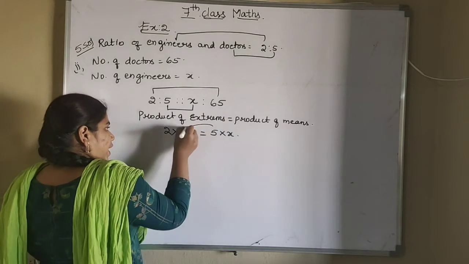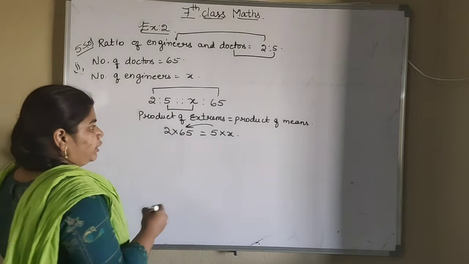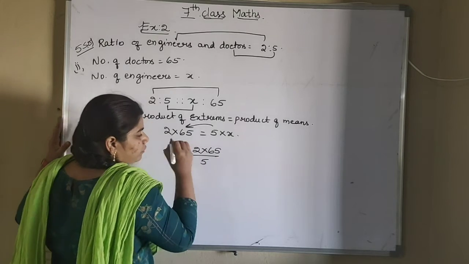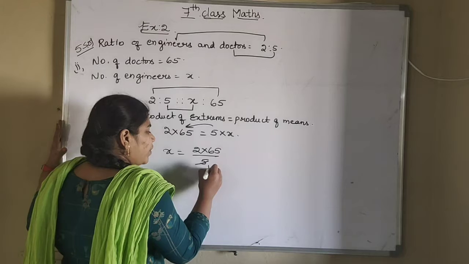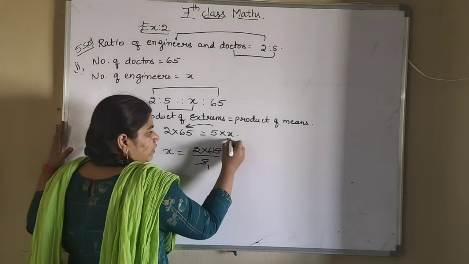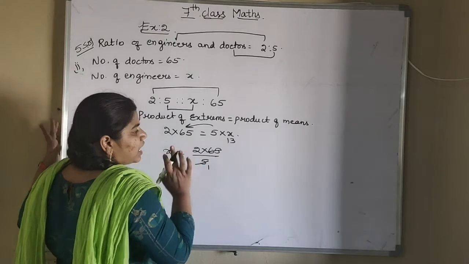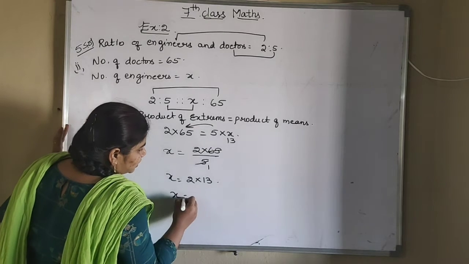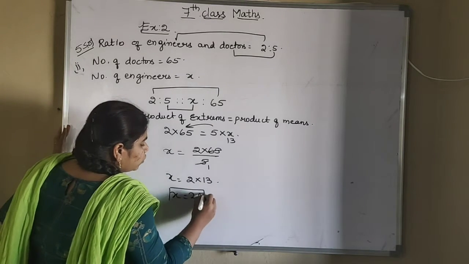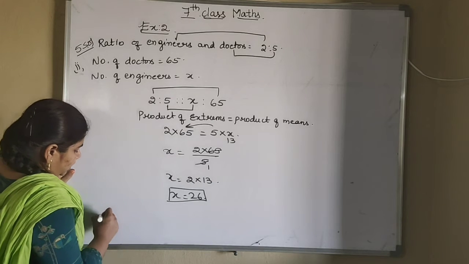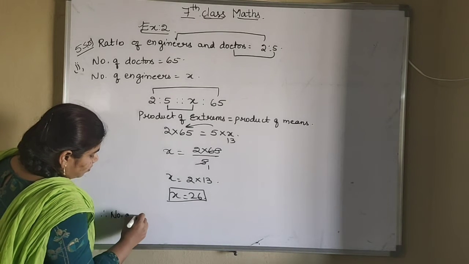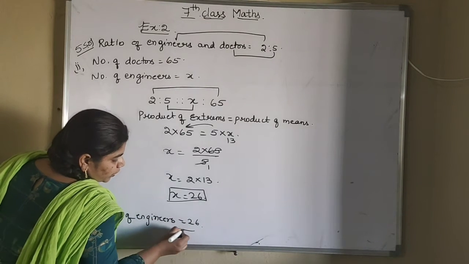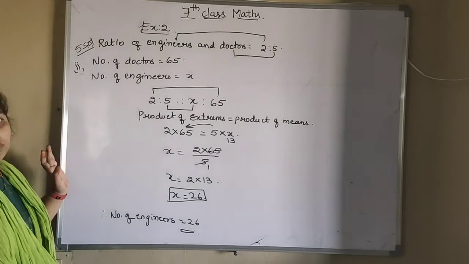Now I am sending this 5 to the other side. It will be converted into division. So x will be 2 into 65 by 5. Now you can cancel. 5 ones are 5, 5 3s are 15, that means 5 13s are 65. So x value is 2 into 13, which is 26. So you got the number of engineers as 26. Therefore, number of engineers is equal to 26. So this is our fifth solution.